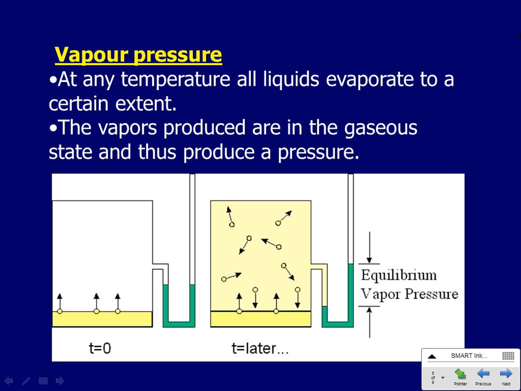It's going to exert a certain amount of pressure in that space above, because there's now going to be gas particles of water in the air, and it's going to bounce off of the surface of something, and it's going to exert a pressure. Here's a way in which scientists can determine vapor pressure.